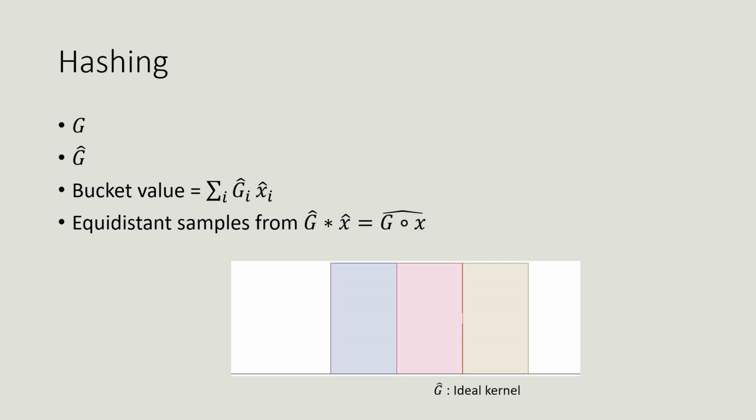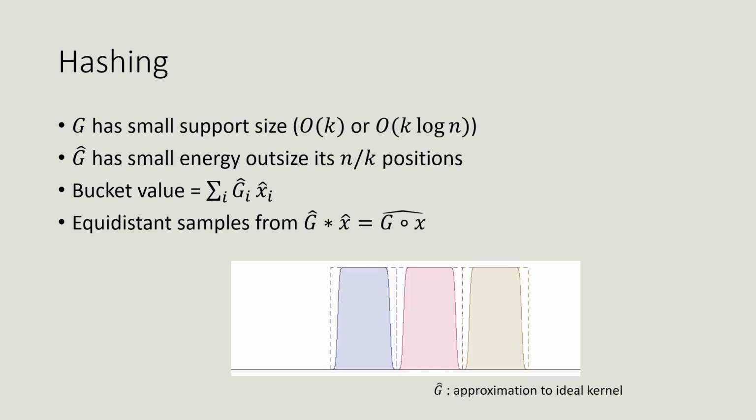Now the question is, how do we compute this inner product by just accessing x? Since our kernel G hat is symmetric, the bucket value can be written as the convolution of G hat and x hat, which is the Fourier transform of the coordinate-wise product of G and x, and that we can compute. Remember, we are aiming at a sublinear time algorithm, so we need to be able to compute the coordinate-wise product of G and x very fast. This requires G to have a small support, usually of size k or k times log n.